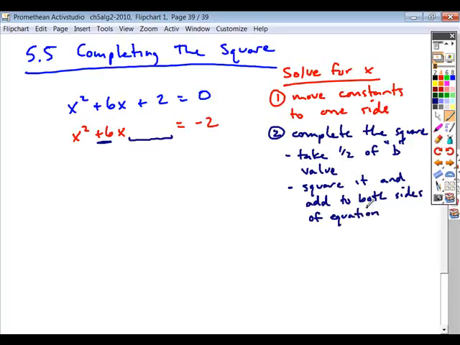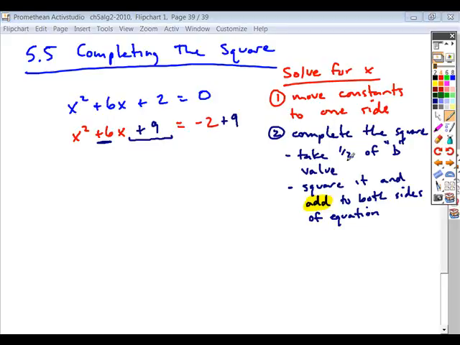So if we take 1/2 of 6, we get a positive 3. Positive 3 squared is 9. So we're going to add 9 to both sides of the equation. This step is always adding. You're never going to subtract anything, even if this was a negative here. You're always going to add some value to both sides.